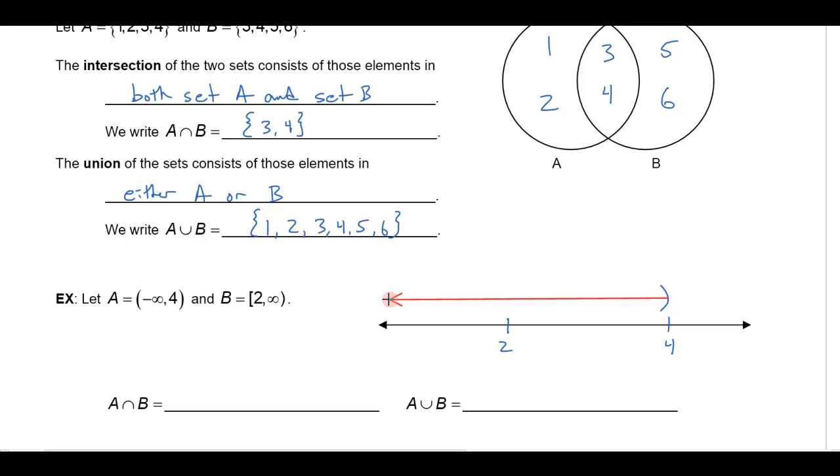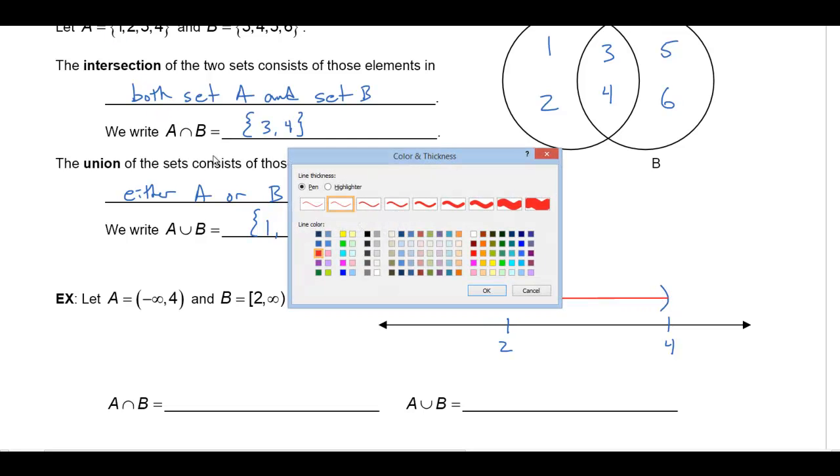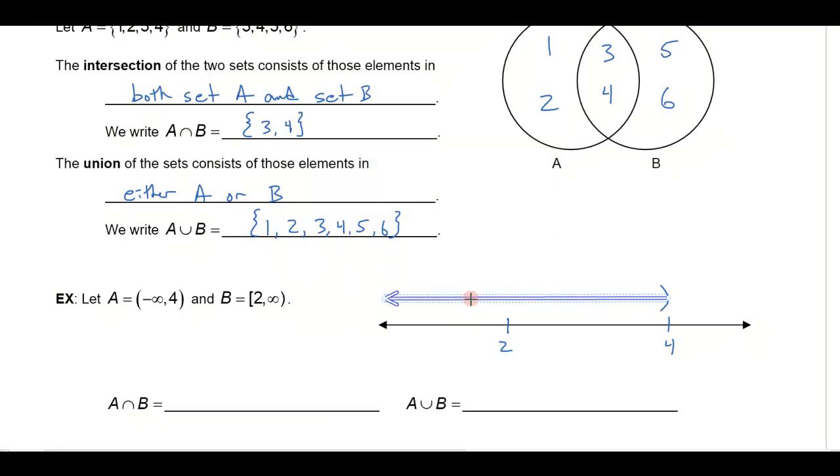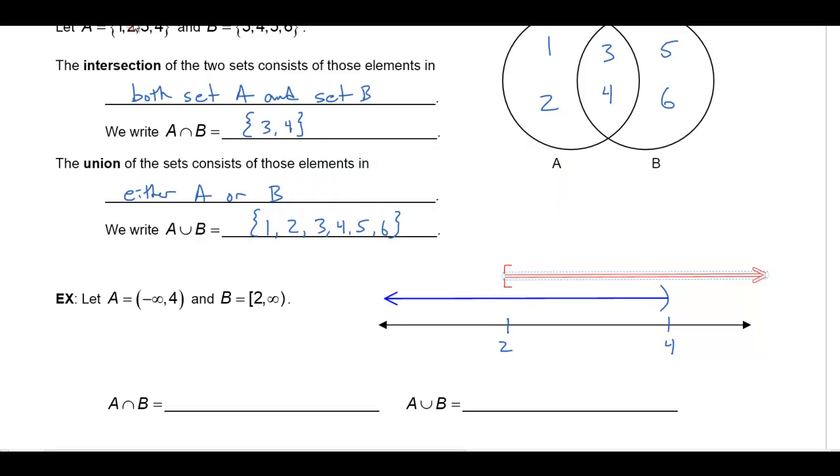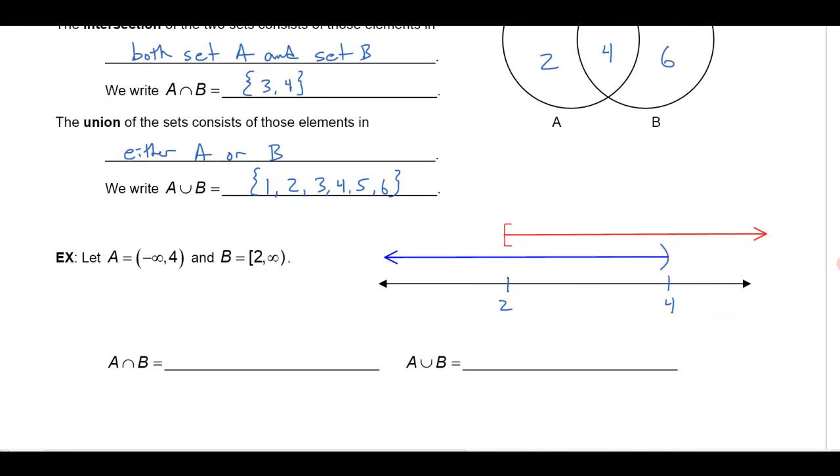Okay, so let me get my color correct there. So there's set A for me. And set B, on the other hand, are all the numbers to the right of 2. So I'll start at 2 here, and then I want those numbers to the right of 2. And I'll have to change my color again, back to red.